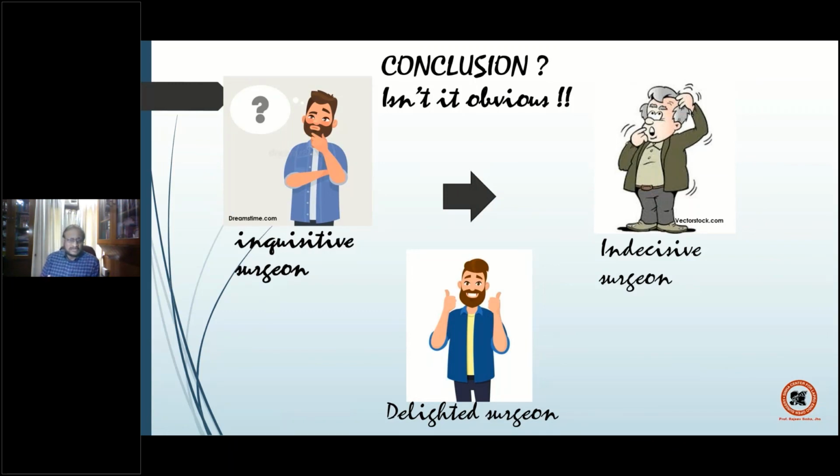Do I need to conclude? Isn't it obvious? We have an inquisitive surgeon who's wondering what this is all about. He sees a couple of procedures being done in a workshop or elsewhere, and he's indecisive whether he should go in. Once he decides, he goes in, and after a few procedures, he's such a delighted person that he shifts, as I did, from TAPP. Now I do almost equal eTEP and TAPP and have stopped doing TEP repairs.